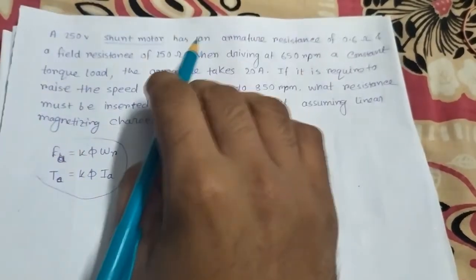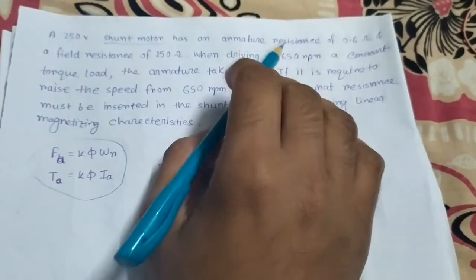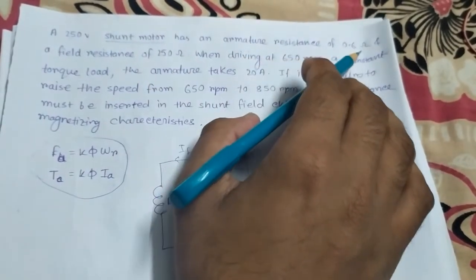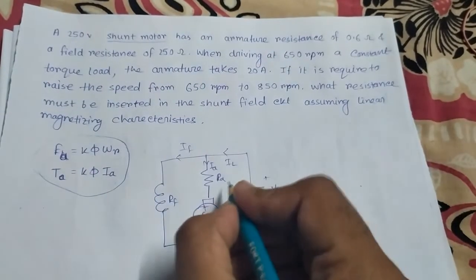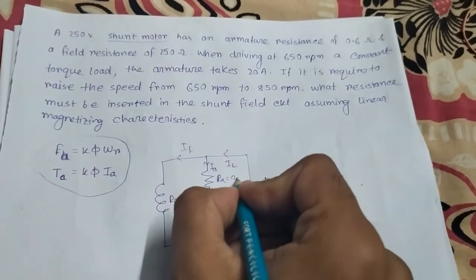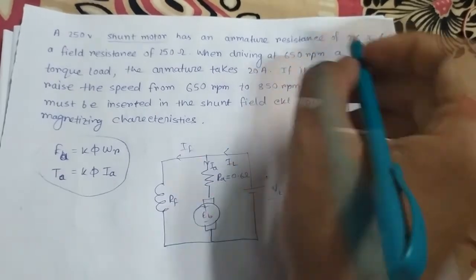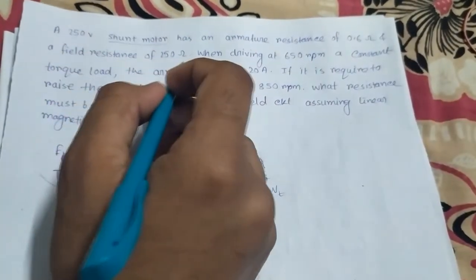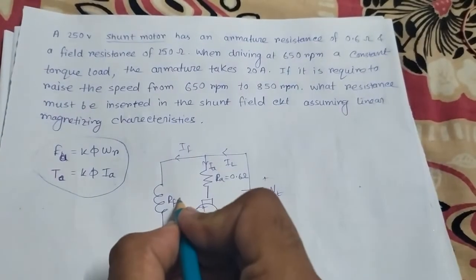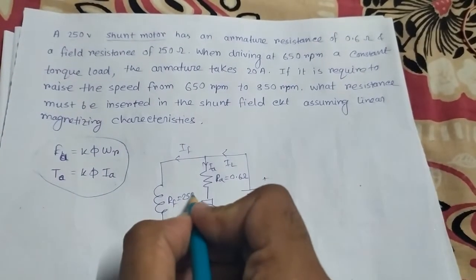Now follow the question carefully. It has an armature resistance of 0.6 ohm, so the armature resistance is 0.6 ohm, given. And a field resistance of 250 ohm. Where there is field resistance, this is 250 ohm, right?